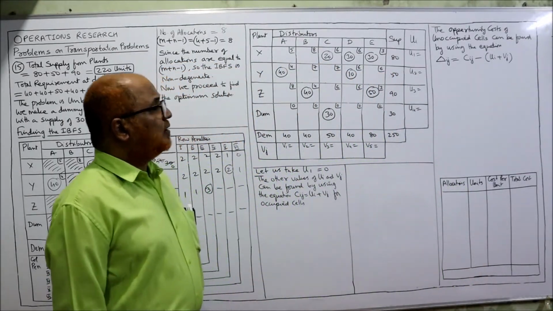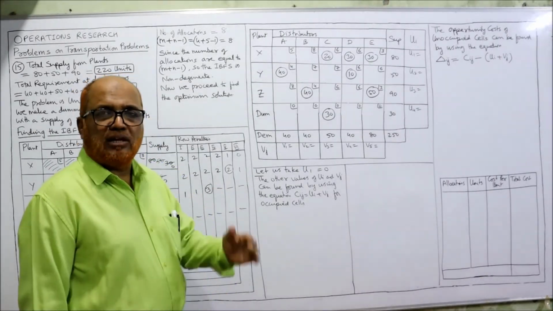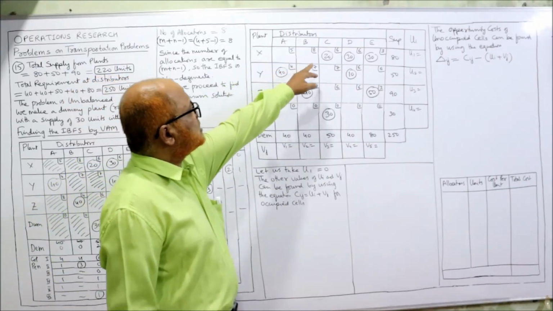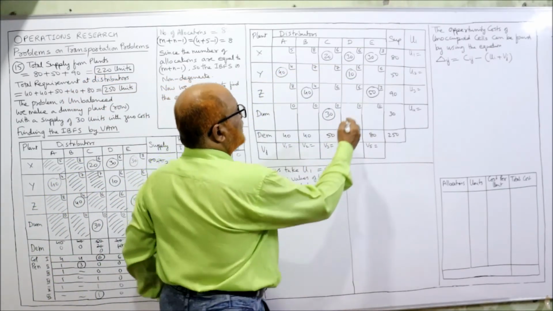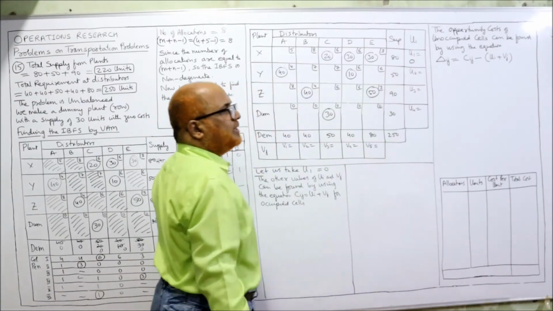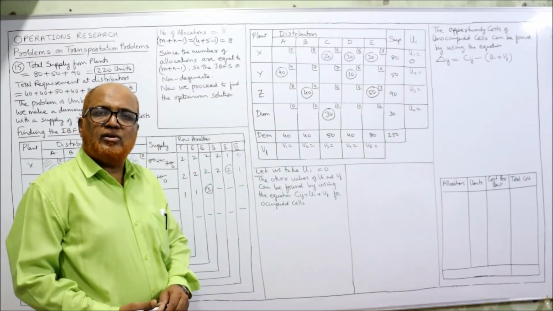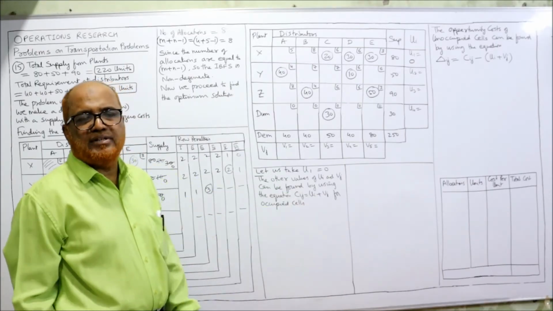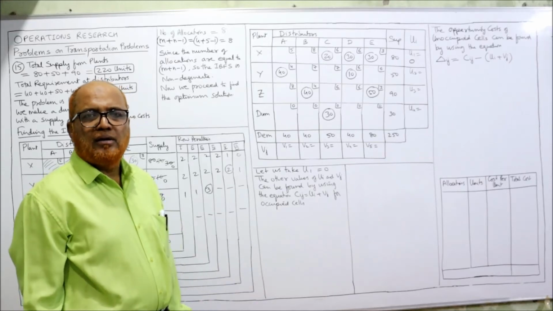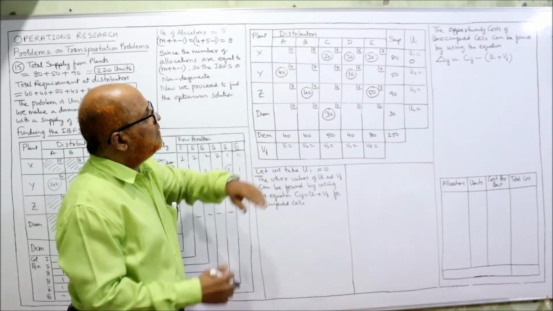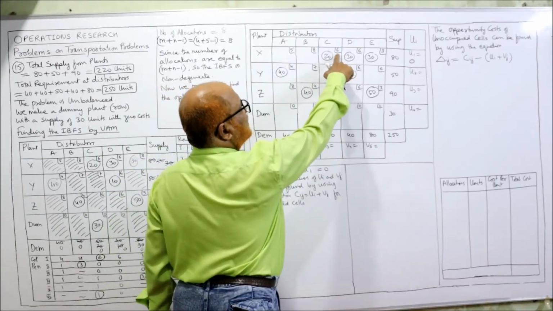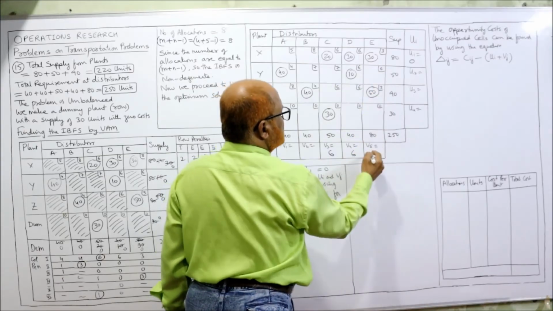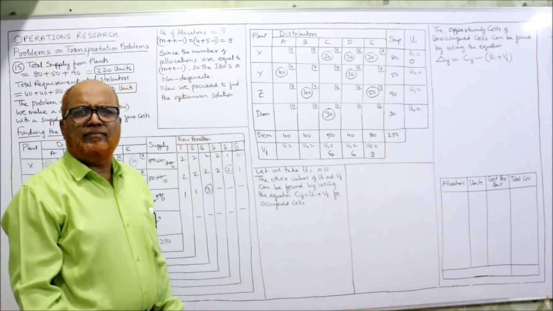Now any one of the U values we have to take 0, either U1 or U2 or U3 or U4. Because we have 3 allocations in the first row, what I am taking is U1 is equal to 0. The other values of Ui and Vj will be calculated by using this equation, Cij is equal to Ui plus Vj, as usual in every problem we are doing. Without applying this formula, directly we can get these values. What is the Cij here? 6. So here you take 6. Here 6. Here it is 3. So directly we got 3 values.